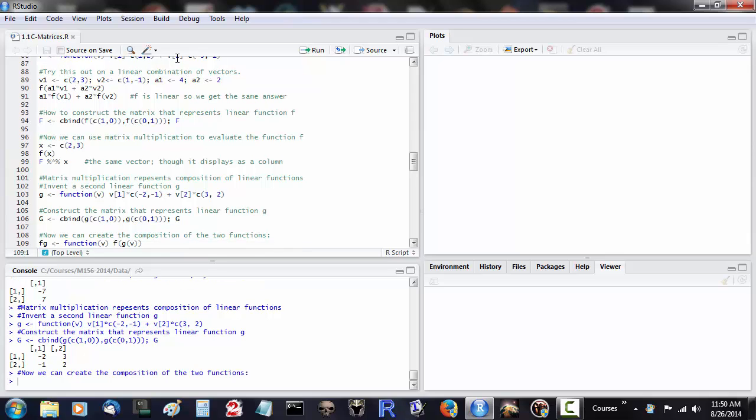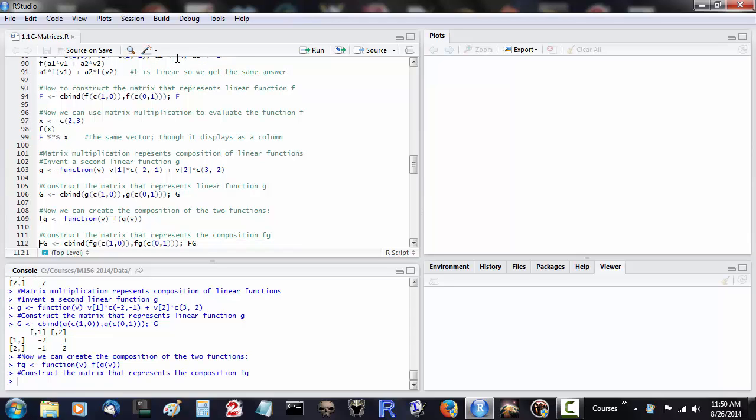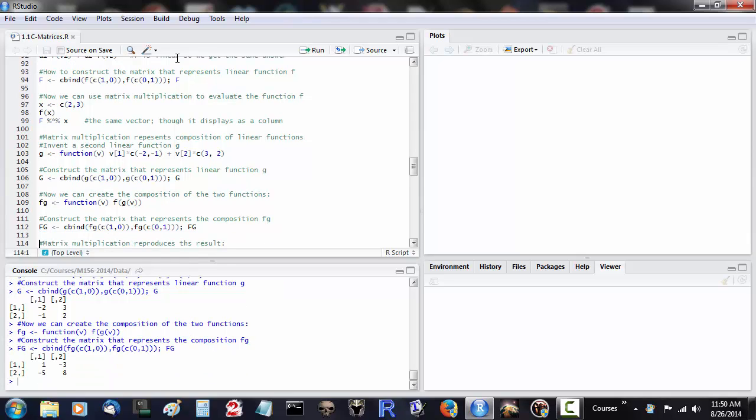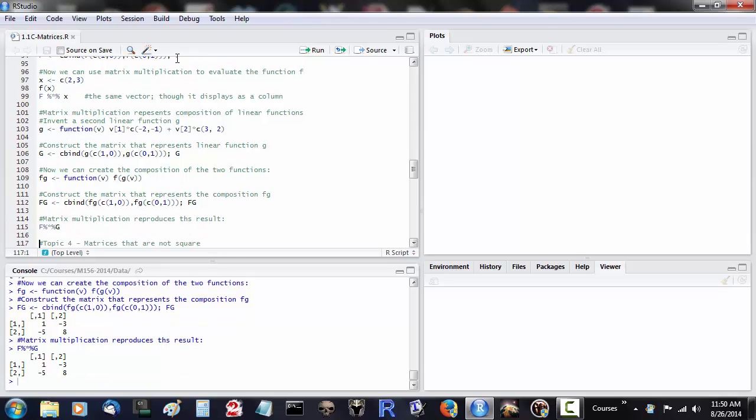I will use the name fg for the composition of the two functions. That's just f of g of v. So now we've defined the composition function. And we can, in the usual way, construct the matrix that represents it. Remarkably, I can get exactly the same result by forming the matrix product of f and g.